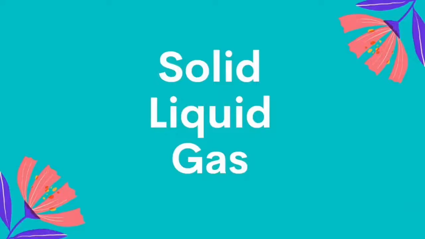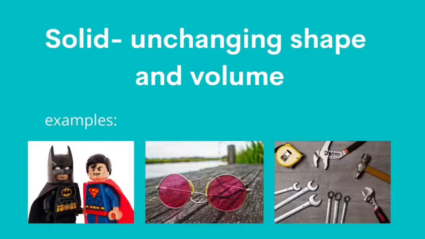The next questions deal with the vocabulary words for this experiment: solid, liquid, and gas. Before you move on to these questions, make sure you understand what these are. A solid has a rigid shape and volume, and therefore it cannot be changed or molded without extreme force. Examples of solids are Legos, sunglasses, and tools.